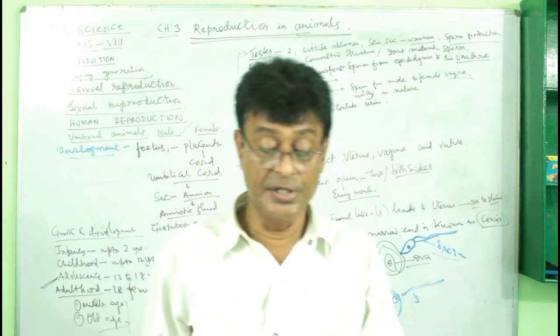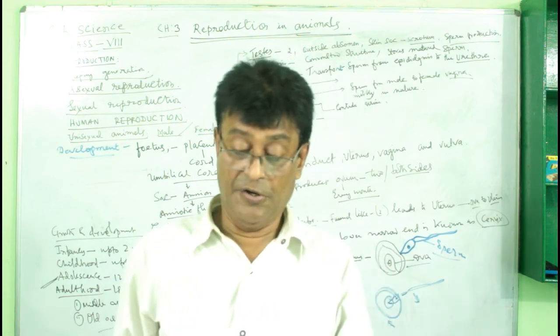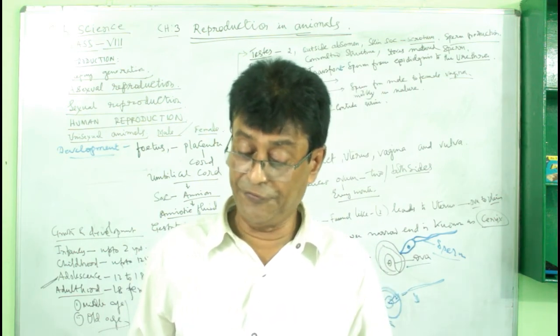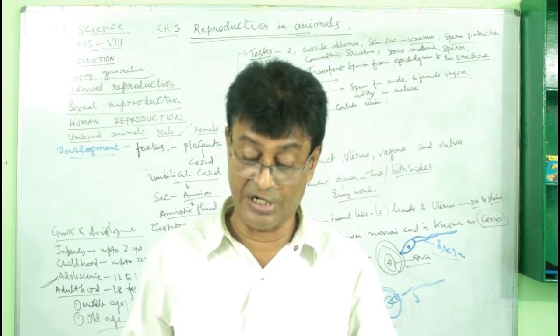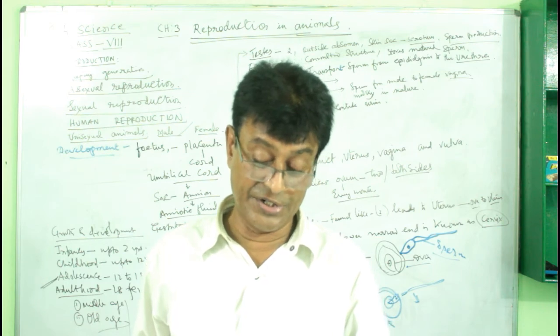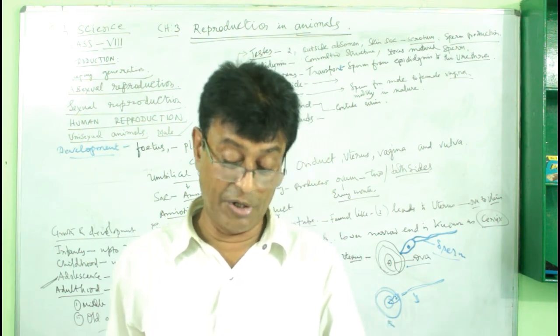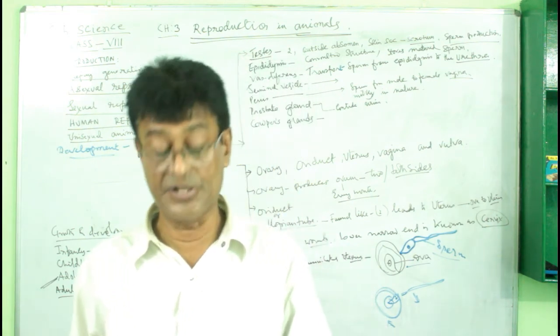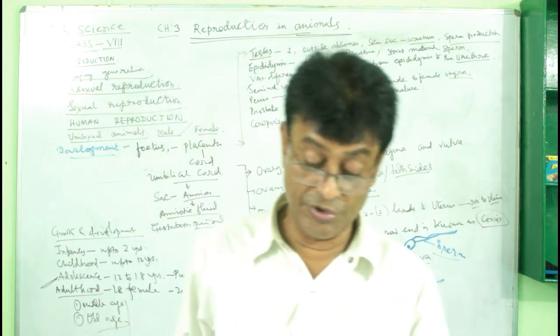Now, short answers. In external fertilization, the fusion of the male and female gametes occurs outside the body of the female, while in internal fertilization, it occurs inside the body of the female, and the fusion of male and female gametes takes place there. Next is question number 2.